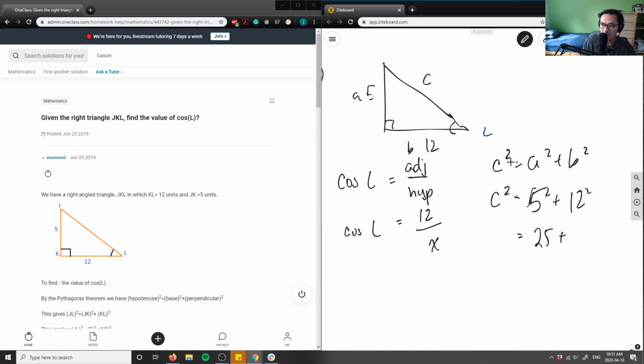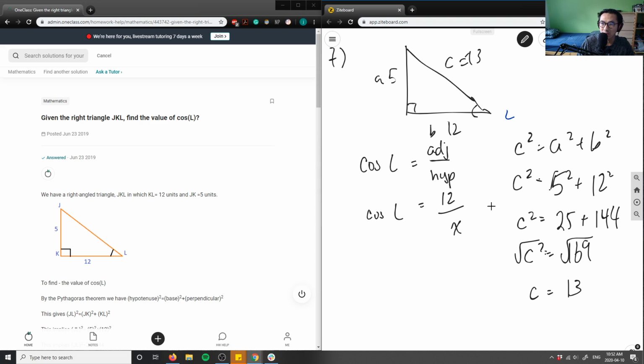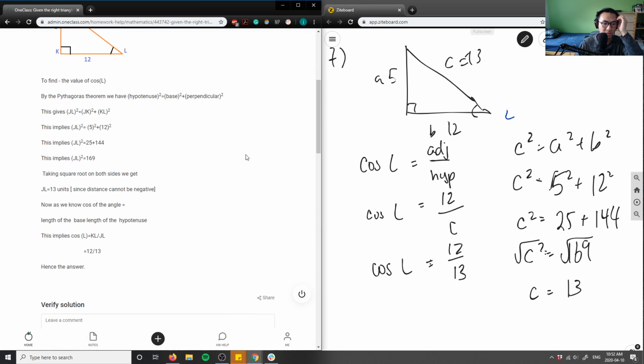5 squared is 25 plus 12 squared is 144 equals c squared. c squared would equal 144 plus 25, which gives me 169. Square root both sides, c would give me 13. So c equals 13 in this case, and then I can now solve for my solution here, right? If c equals 13, I'm going to erase this and put this as c. Then cosine of L equals 12 over 13. And that's going to be my answer for the solution here. And this here also gives me 12 over 13, and it matches my solution, which is awesome.